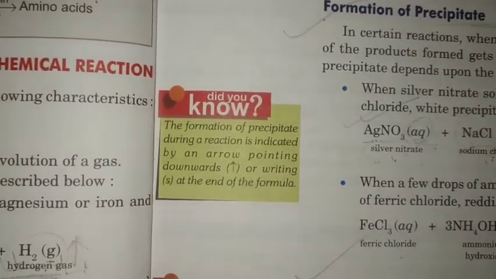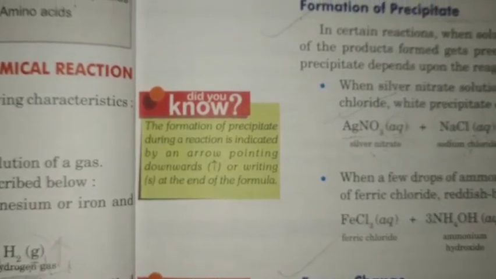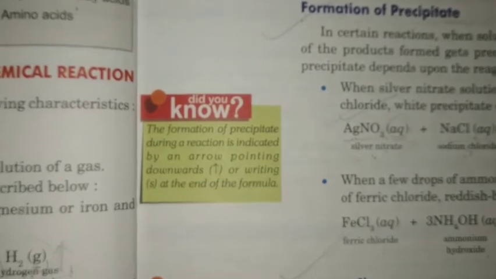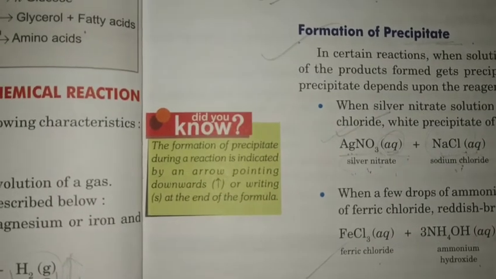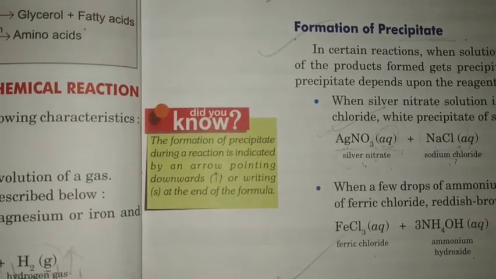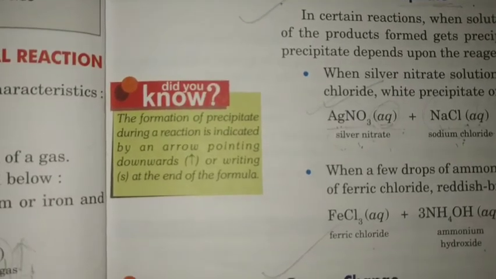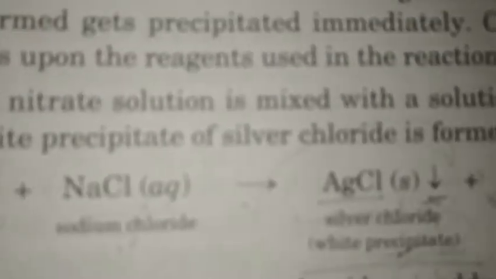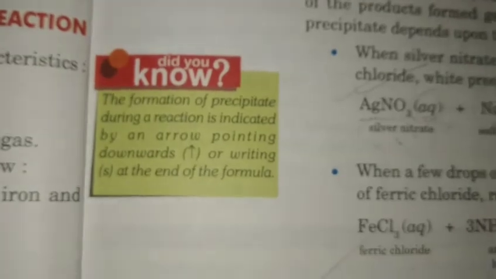Did you know facts? The formation of precipitate during a reaction is indicated by an arrow pointing downwards or writing S at the end of the formula. And the evolution of gas during a reaction is indicated by an arrow pointing upward. Here the downward arrow is marked where it should be upward. You have to mark it like this arrow. So here it is written wrong. Correct it.